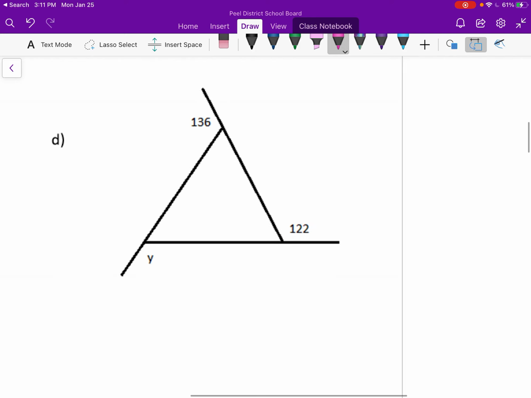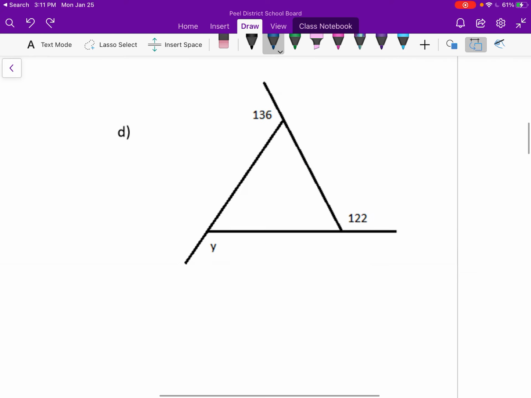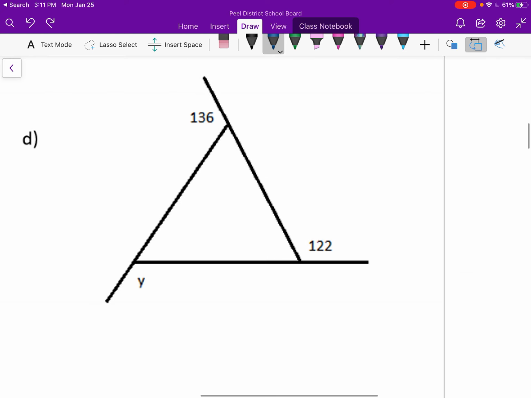Alrighty then. Moving on. It's a little bit more complicated because now if we look at this, we don't have any of the interior angles. Instead, we only have the exterior angles, which is still something that we can kind of deal with. So I'm going to look at this one at the bottom first. I'm just going to make this a little bit bigger.